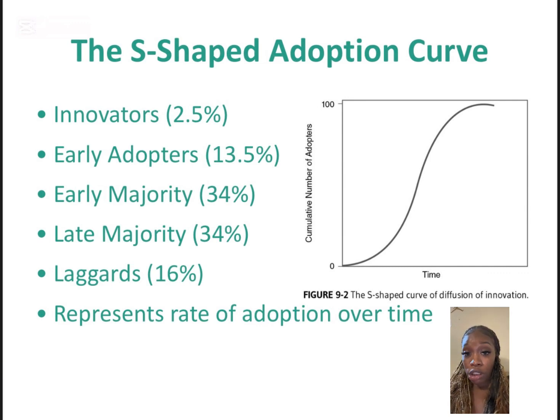The S-shaped adoption curve. This curve just shows how adoption spreads over time. Innovators jump in early, followed by early adopters. The early and late majorities come in once it becomes more mainstream. Laggards are the last to adopt. Knowing this helps us tailor our messages and understand who might need more time or encouragement.